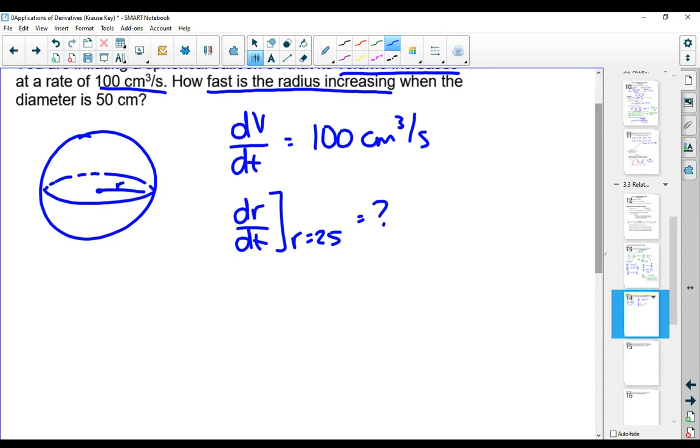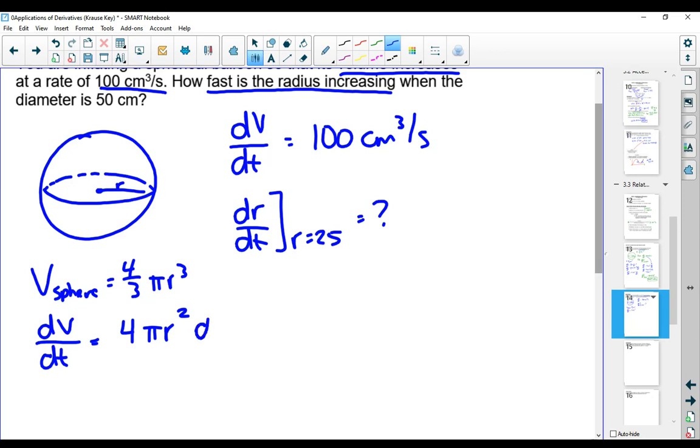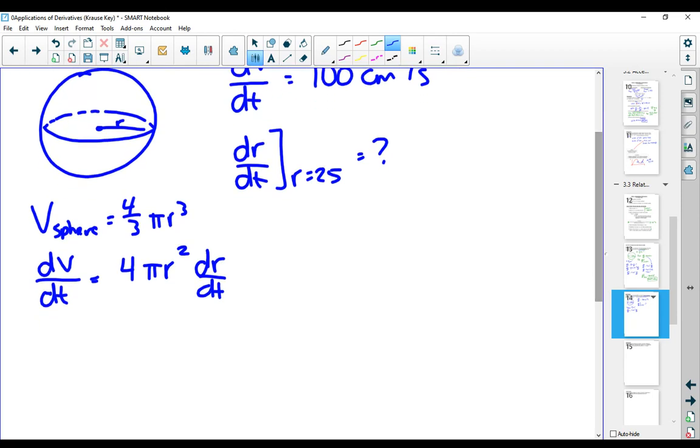So again, we're talking about volume, so we're going to be doing the volume of a sphere, which is 4/3 pi r cubed. We take the derivative, and looking at our last question, I'll shortcut this one a little bit. We just did this in the last question. We've got 4 pi r squared dr/dt. Once we have our derivative, then we're going to sub in what we know. We know that the radius is 25. We know that dV/dt is 100. So we've got 100 equals 4 pi times 25 squared.